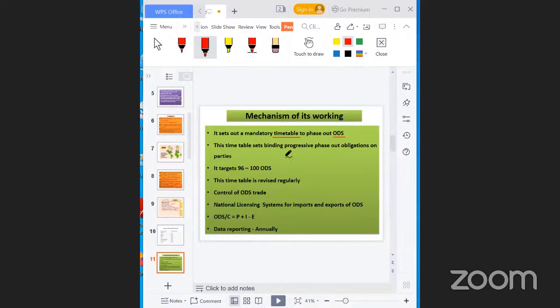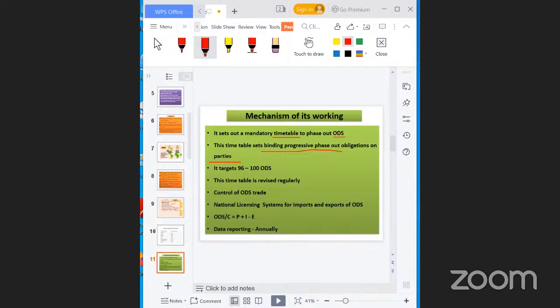It's like when you work in a laboratory class, a timetable is given. This timetable is given to reduce ODS consumption in phases. So this timetable sets binding progressive phase-out obligations on parties.